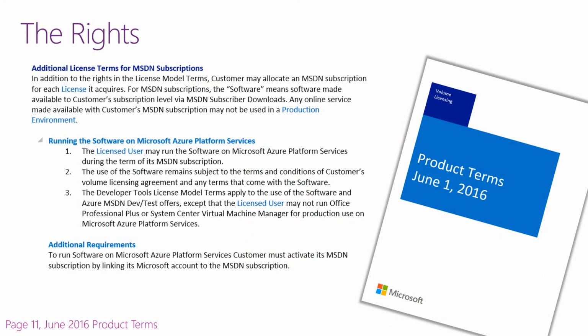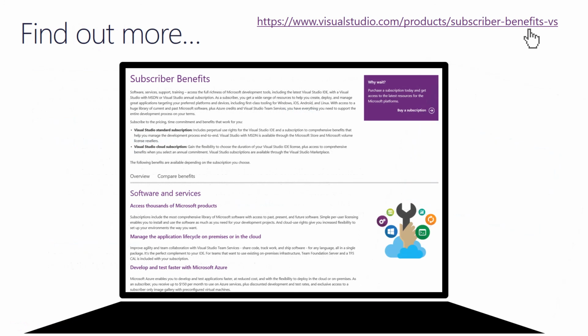And where are the use rights for using software in this way documented? Well, for this one, it's back to the product terms document. And you can see that we're in a bit of a transition phase with the naming here. So you do need to look at the MSDN subscription section as shown here. And you can see that the licensed user may run the software on Azure for development and testing purposes. And if you're interested in finding out more about these subscriptions and their benefits, then this is a good site to visit, and it's updated for the new name of Visual Studio Standard subscription, so in fact it is completely up to date.